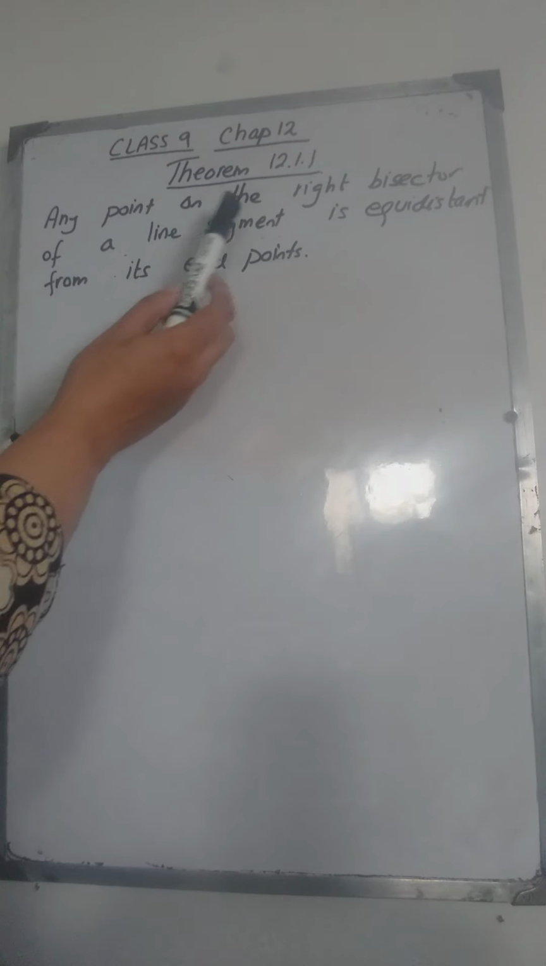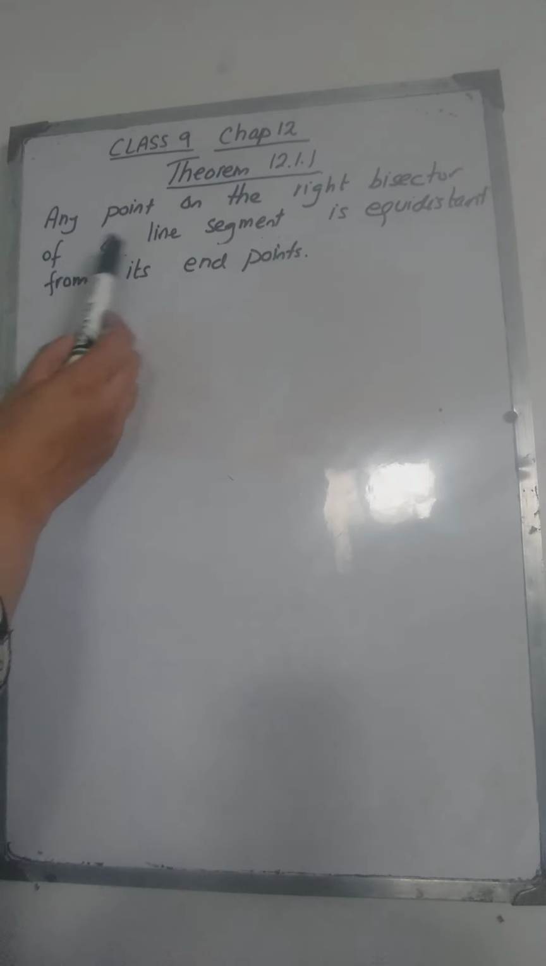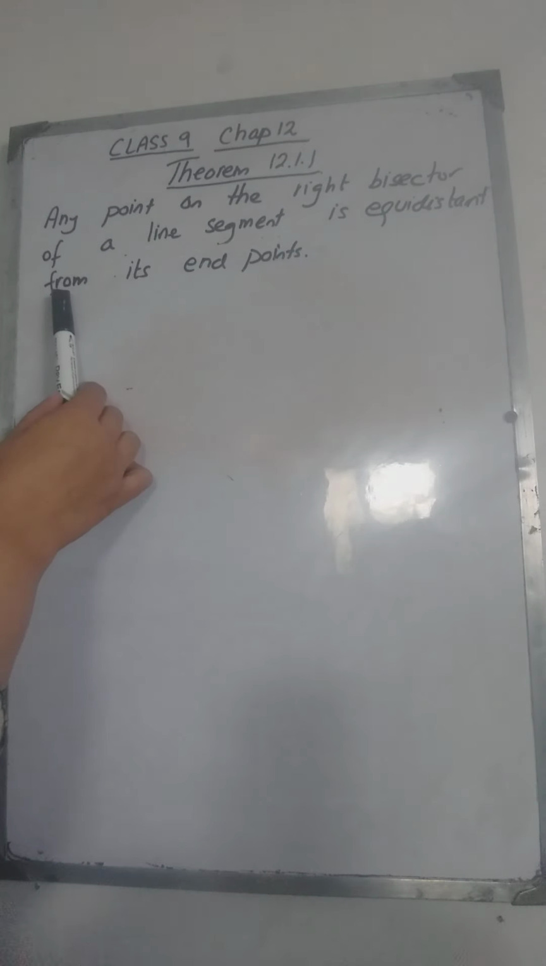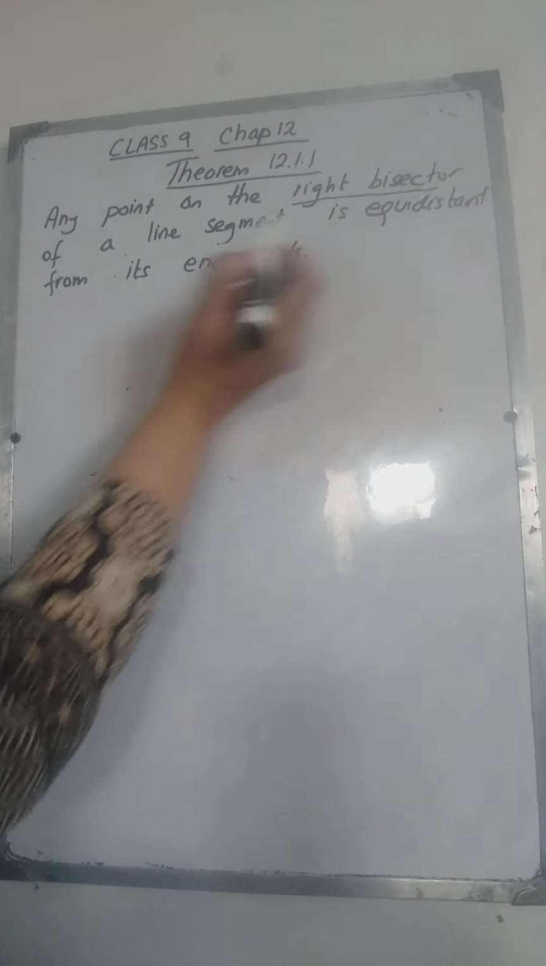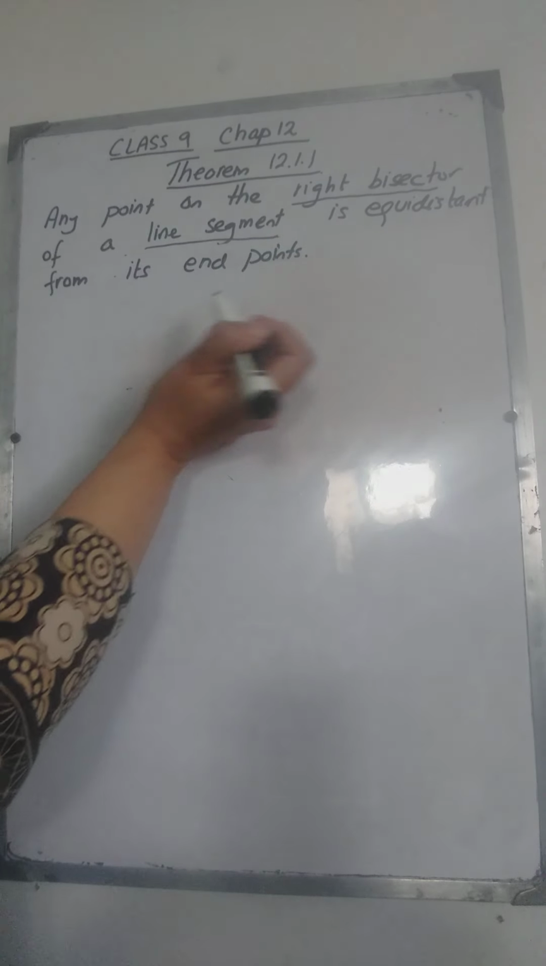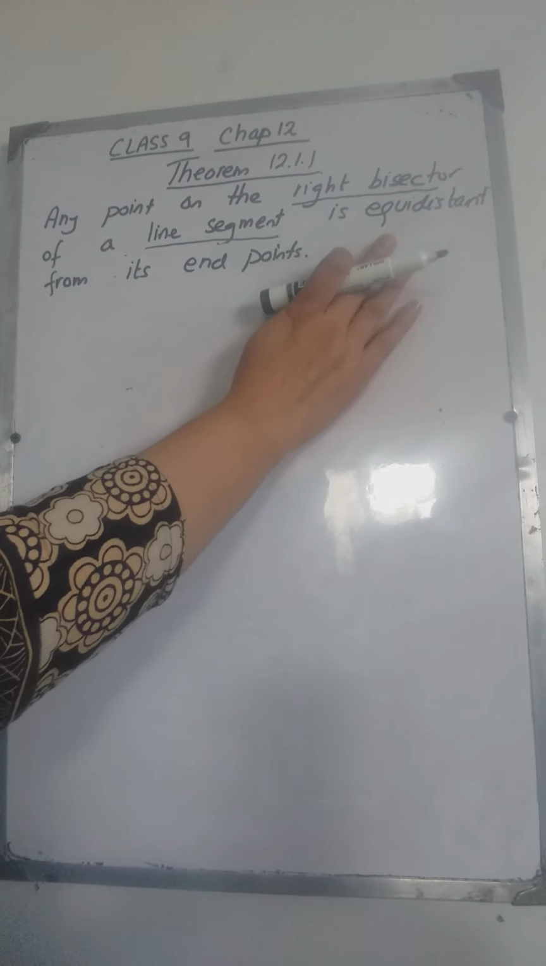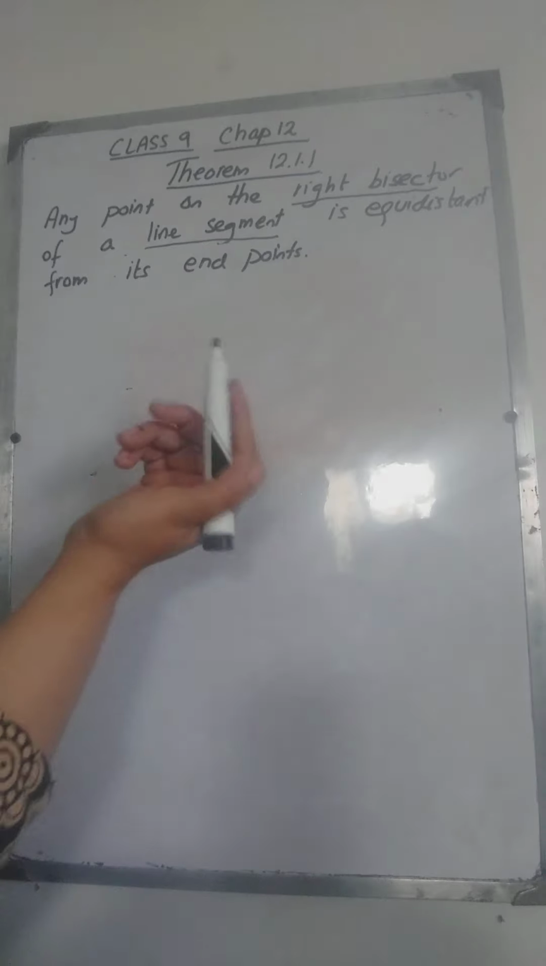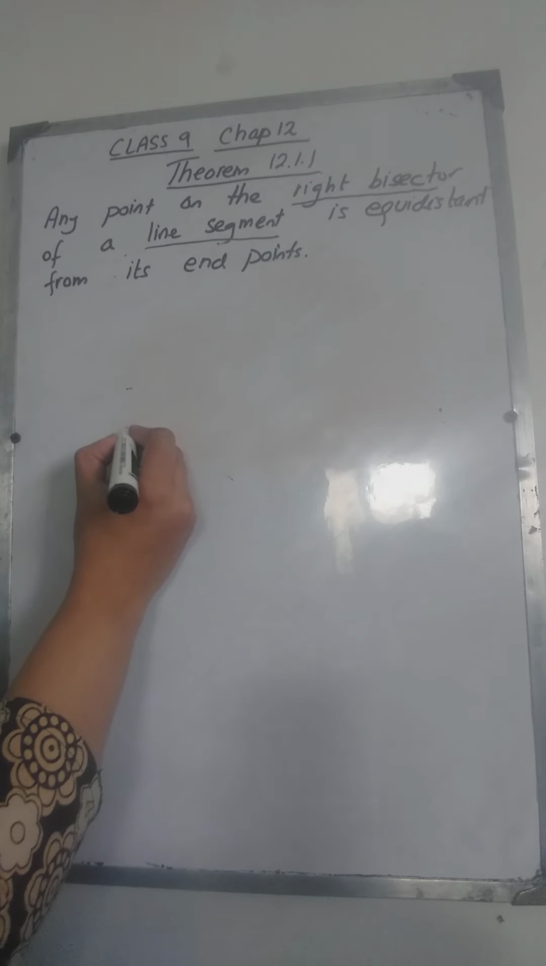Today's lecture is about theorem 12.1.1. The statement of the theorem is: any point on the right bisector of a line segment is equidistant from its end points. This is the statement of the theorem, and we need to know what a right bisector, a line segment, and equidistant mean. Equidistant means at equal distance from its end points. End points are the end points of a line. So here we are talking about a line segment.